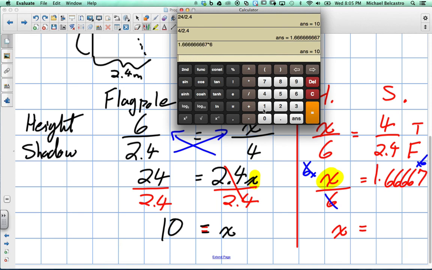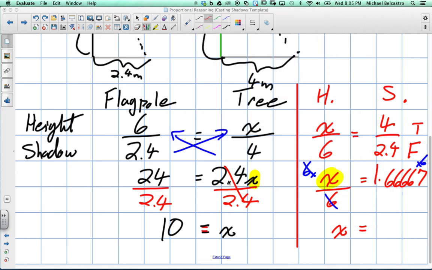If I had rounded it to 1.67, let's say, and multiplied by 6, I got 10.02, which isn't quite the right answer. So we want to be as accurate as possible. And probably the best way of doing this was the first way, cross multiplication. But again, we ended up at the same answer. The tree's height was 10 meters.